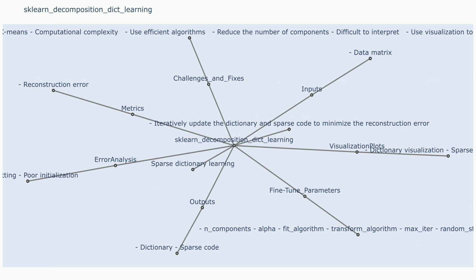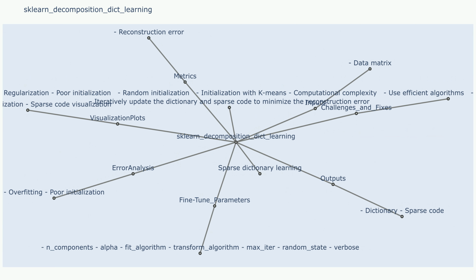Steps. Initialization: the dictionary matrix is initialized randomly. Iterative optimization: the algorithm iteratively updates the dictionary and the sparse code matrix using optimization methods like coordinate descent or gradient descent.